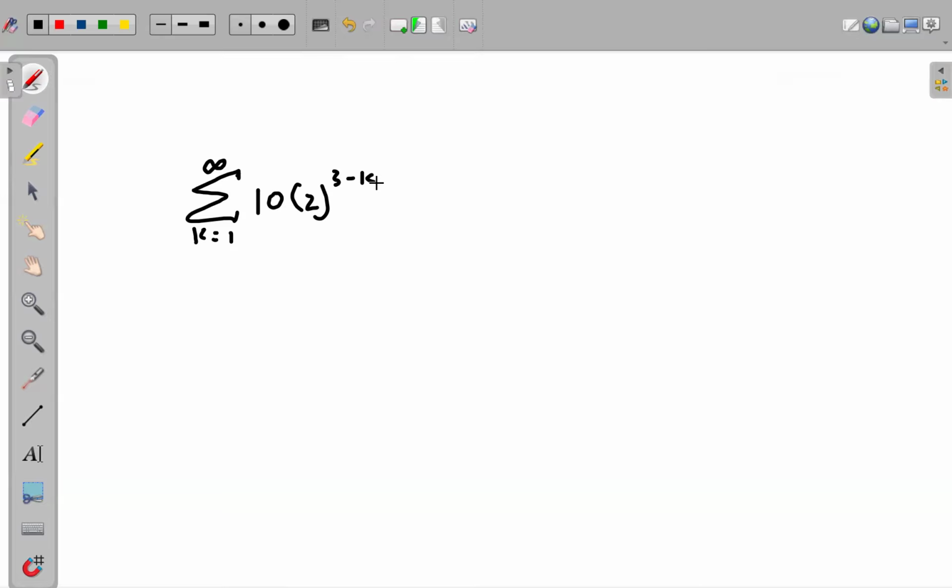And so remember, the formula for the sum to infinity tells you that you need a, your first term, and you need an r, your constant ratio. So it's going to be very important here that you at least write out the first 3 terms so that you can know what a is and what r is. So you will substitute 10 times 2 to the 3 minus 1, plus 10 times 2 to the 3 minus 2.